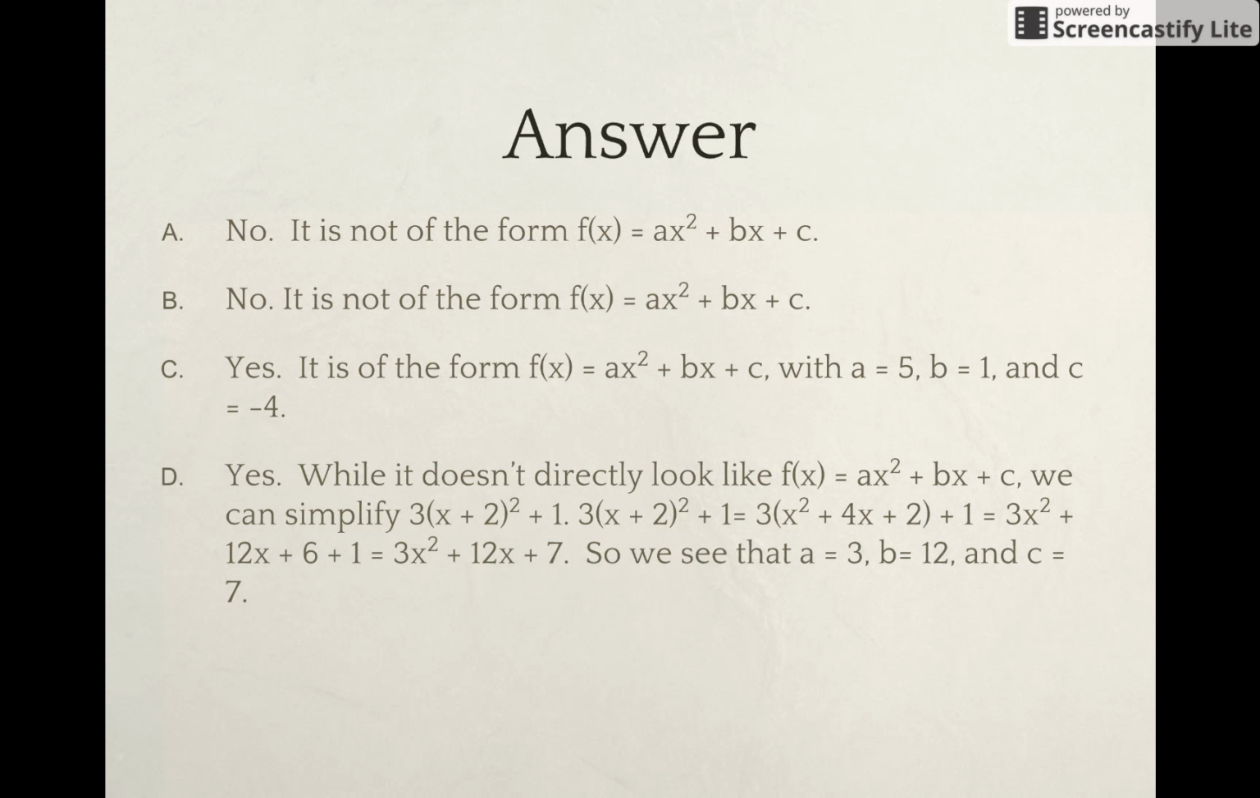Part C is a quadratic function. Its equation is of the form f of x equals ax squared plus bx plus c. We can even identify the values of a, b, and c. Part D is also a quadratic function. Let's scroll back and take a look at Part D's function.